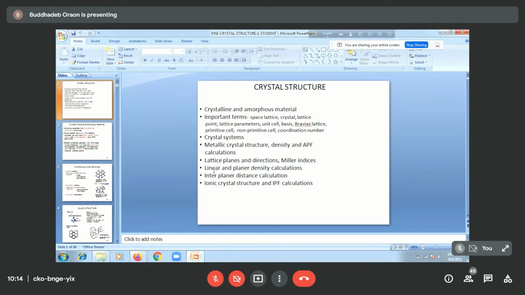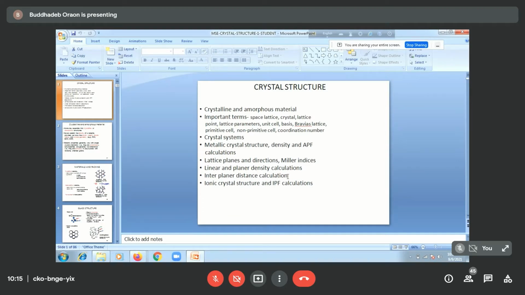Of course, you can calculate the linear and planar densities, and this will give you some indication about mechanical properties like elastic modulus in a particular direction or along a particular plane. Then interplanar distances will give you some idea about the structure of the material.